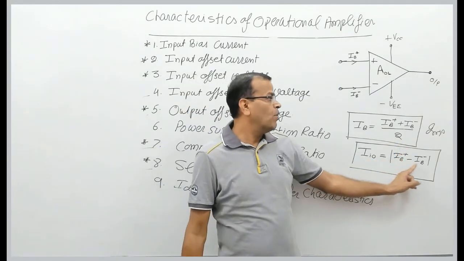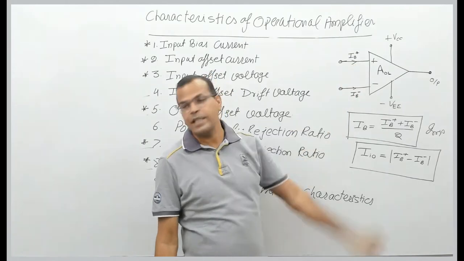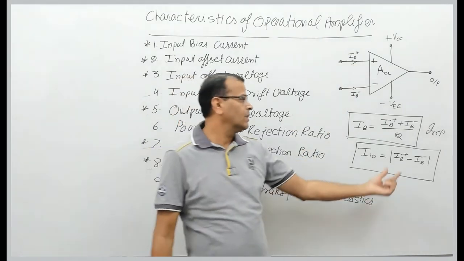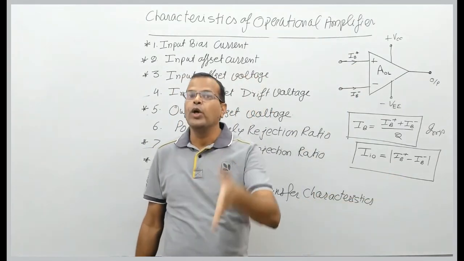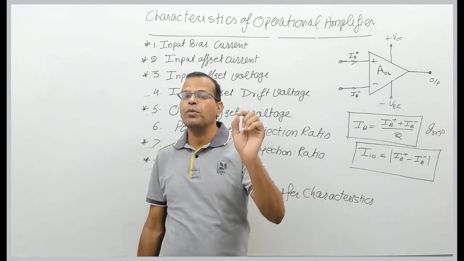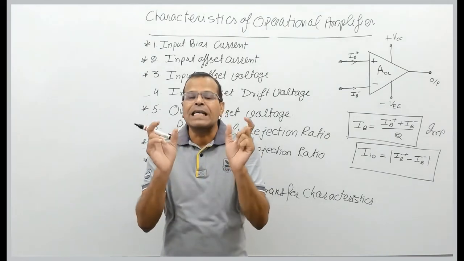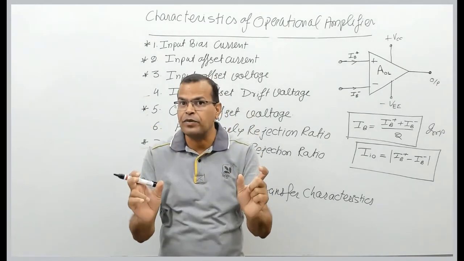If both of these currents are the same, the difference will be 0. So the input offset current will be 0. The input offset current becomes 0 if both transistors have exactly matched characteristics.